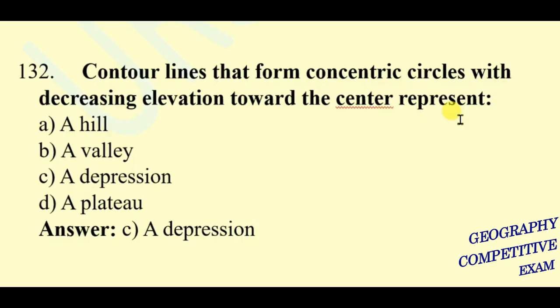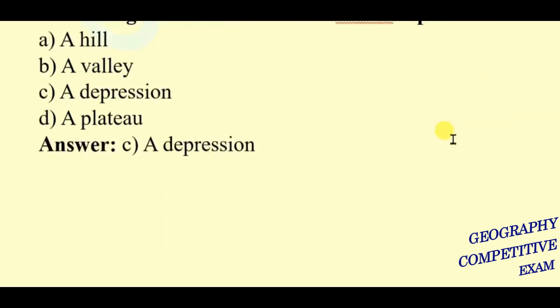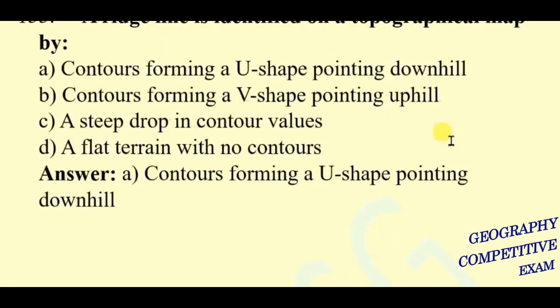Contour lines that form concentric circles with decreasing elevation towards the center. If increasing, that will be a hill. Question 133. A ridge line is identified on a topographical map by contours forming a U-shape pointing downhill, contours forming a V-shape pointing downhill or uphill, a steep drop in contour values, a flat terrain with no contours. Here the right answer will be contours forming a U-shape pointing downhill.